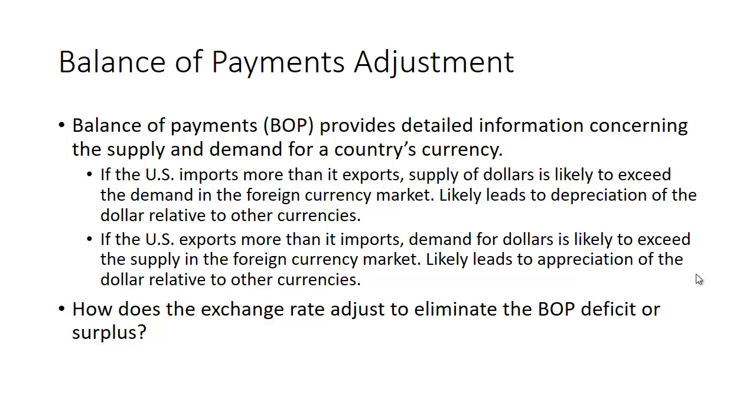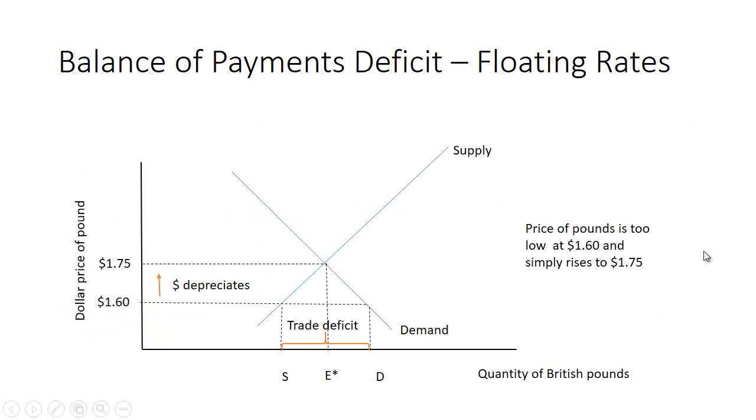If the U.S. exports more than it imports, demand for dollars is likely to exceed the supply in the foreign currency market, and this likely leads to appreciation of the dollar relative to other currencies. So, how does the exchange rate adjust to eliminate the balance of payments deficit or surplus? Let's look at a balance of payments deficit under floating rates.